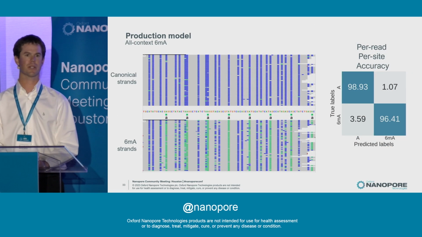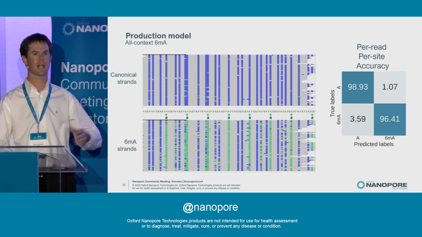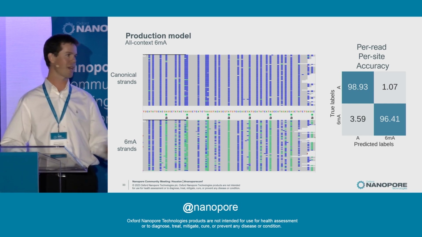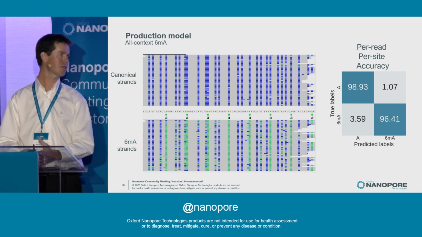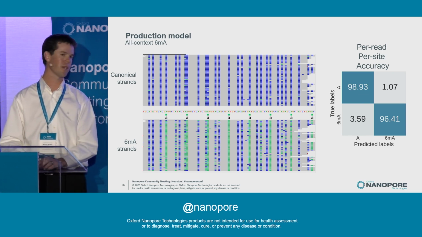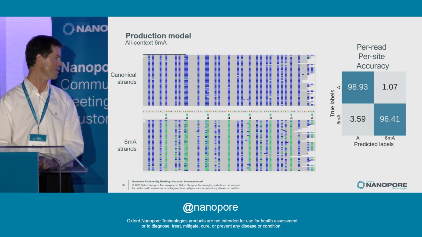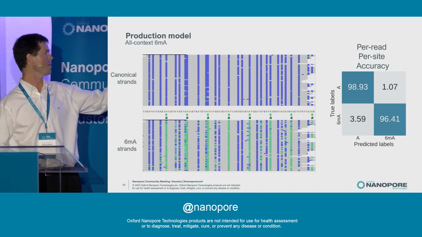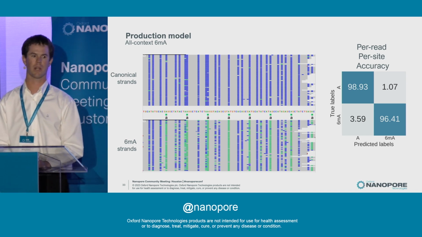Finally, the next all-context 6MA is the last production model we have here. And again, we're targeting really high accuracies on these. And again, you can see the picture of the control strands here with the green signifying the 6MA calls, and the control strands are really high accuracy canonical calls as well.